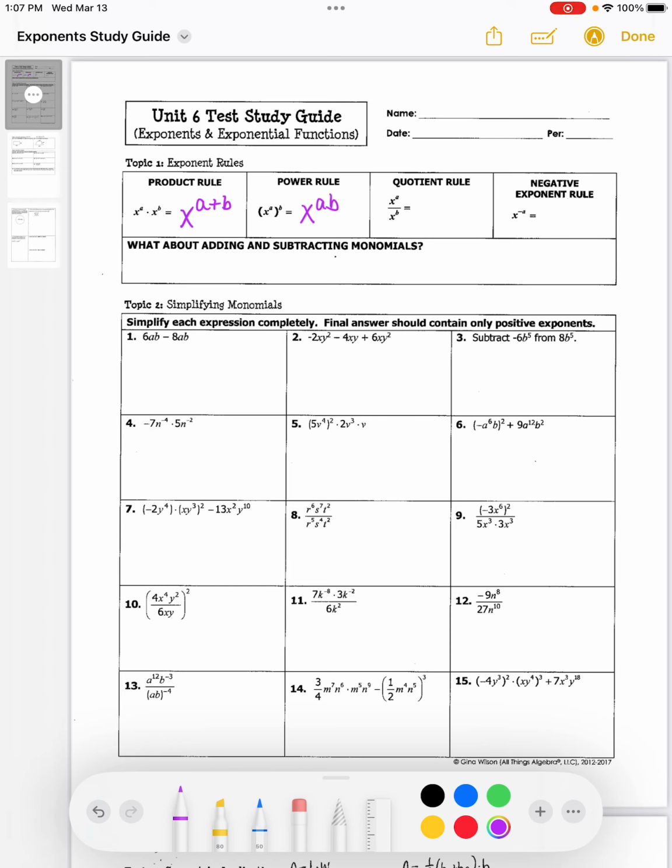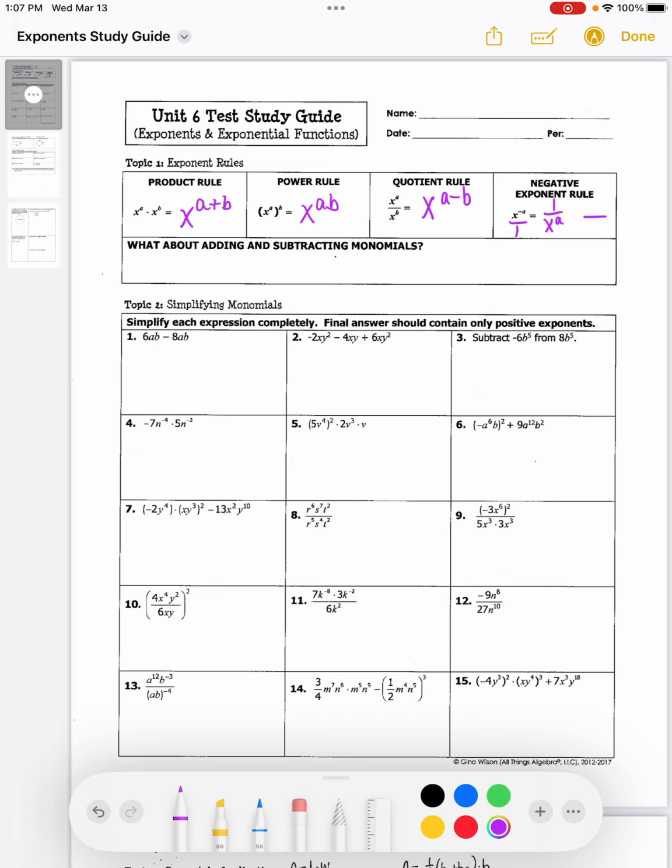The quotient rule, we keep the base the same. Notice the bases always stay the same. And we subtract the exponents, A minus B. The negative exponent rule, if you have a negative exponent in the numerator of a fraction, what you do is you bring that down to the denominator. It then turns positive, and that's how it's simplified.